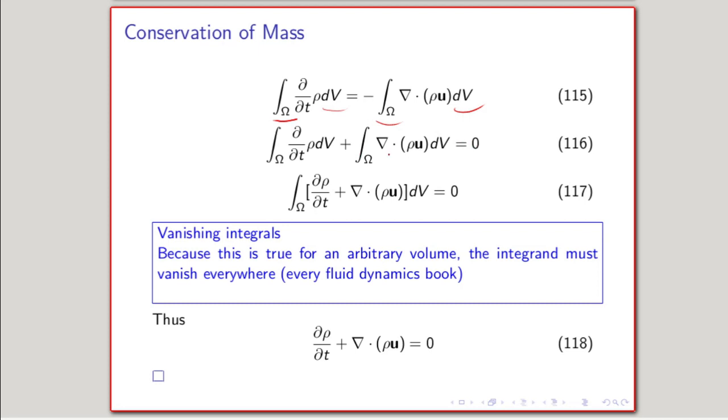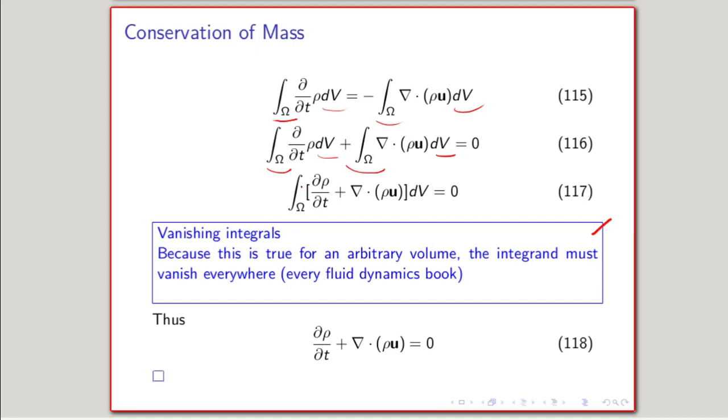So this is already starting to look like a conservation law. But now, because we have the same type of volume integral over the domain omega, and both are over dV, we can gather their terms and put the integral outside. And now we have the statement which is seen in every fluid dynamics book, which is the principle of vanishing integrals.